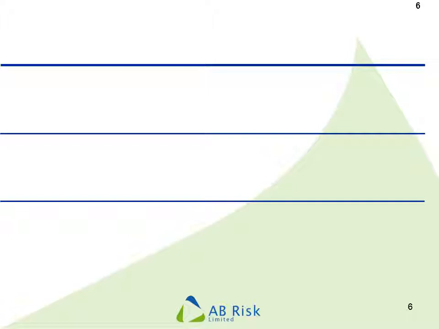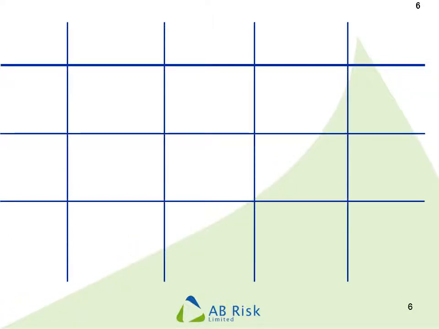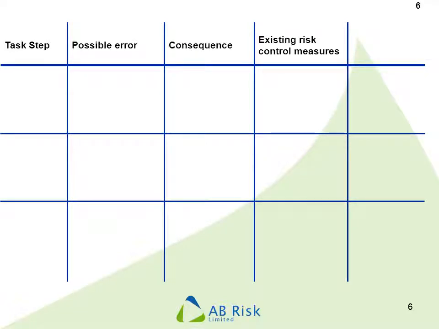The table can be adapted to your needs, but you'll probably need a minimum of 5 columns. The first column will be used to record the task step being considered. The second will be used to record the potential errors or human failures. You will want columns for consequences, existing risk control measures, and to make notes about any additional measures you may want to propose as a result of your analysis. The way you fill this in, I'm going to show you later.